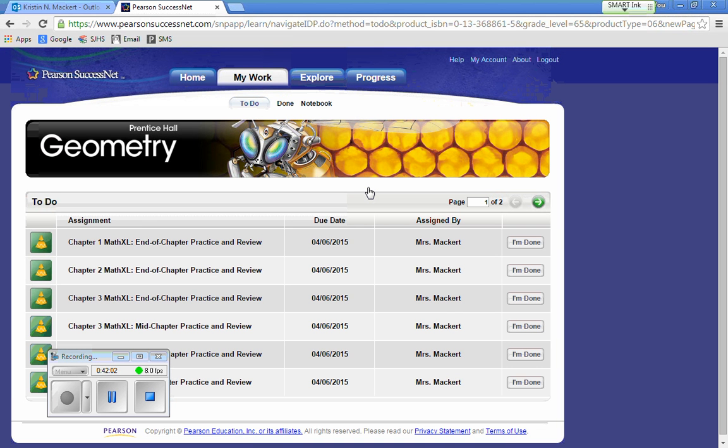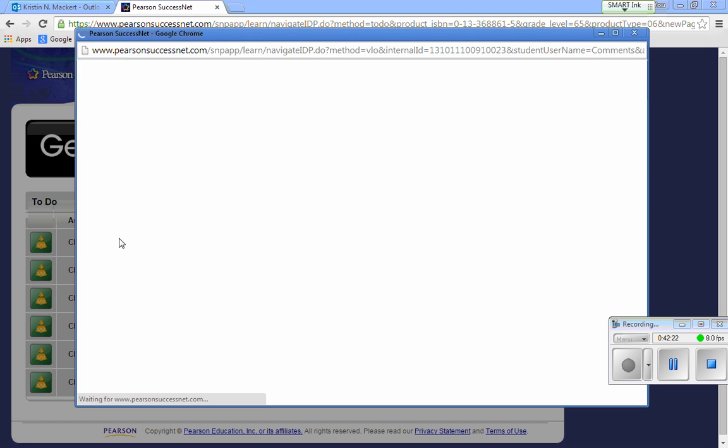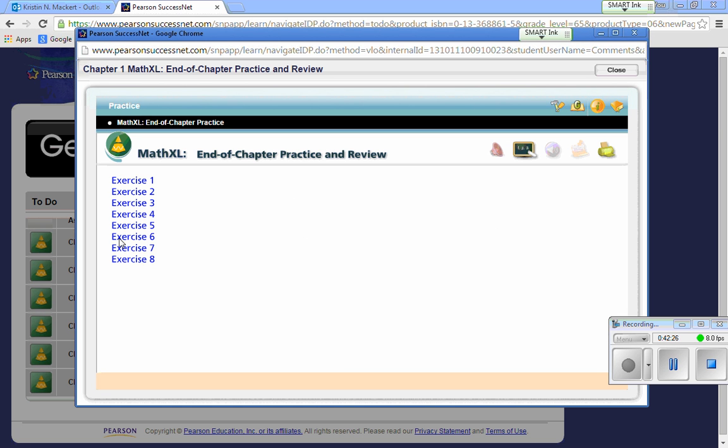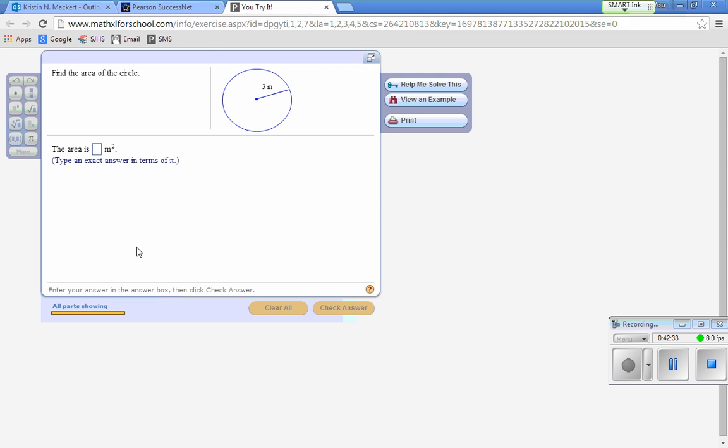If I click on the to-do tab, you'll see a whole bunch of stuff, okay? You do not need to do everything here. I'm going to be very clear about what you have to do. Everything that you see on the first page are suggested exercises for practice and review. If I click on one of them, I'm just going to click on the first one, okay? It's going to come up, and this one happens to have 8 exercises. Let me just click on one of the exercises so we can see an example of what you might see.